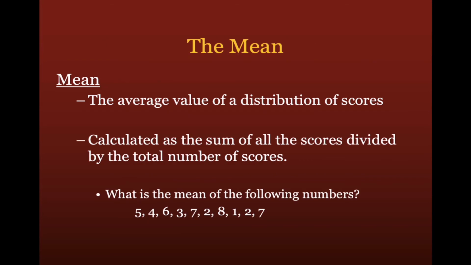The mean, as I'm sure you're aware, is the average value of a distribution of scores. For averages, you sum up all the scores and divide it by the total number of scores. So pause the video for a second and calculate the mean for this distribution of scores. Again, all you're doing is adding up the scores and then dividing it by the total number of scores.